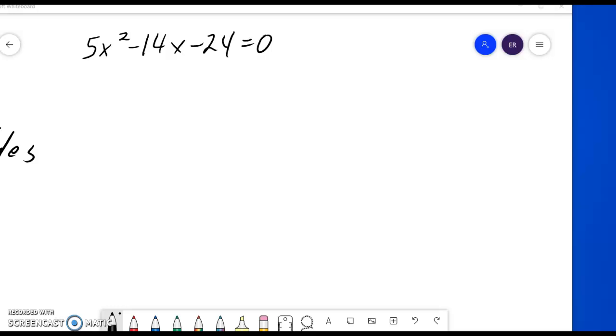I'm going to be lazy and use a calculator. 5 times negative 24 is 120. So we're looking for factors that I subtract to get negative 14. Signs are different. So 1 and 120, no. 2 and 60, no. 3 and 40, no. 4 and 30. 5 and 14.